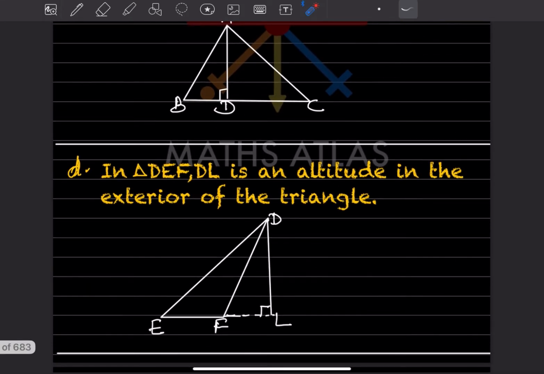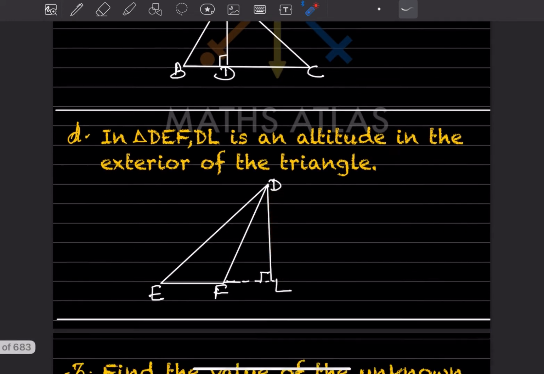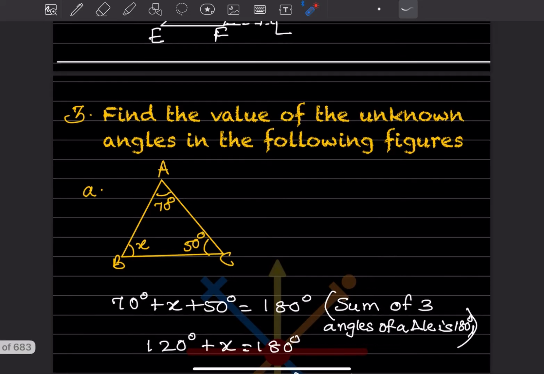Now in triangle DEF, DL is an altitude in the exterior of the triangle, meaning outside of the triangle. So this is the triangle DEF and DL. DL means you will start from this vertex D and go to L, and since this is exterior, you will draw this one here and put a 90 degrees, and we are going to extend it. So we can say that is the altitude. So DL is the altitude in the exterior.